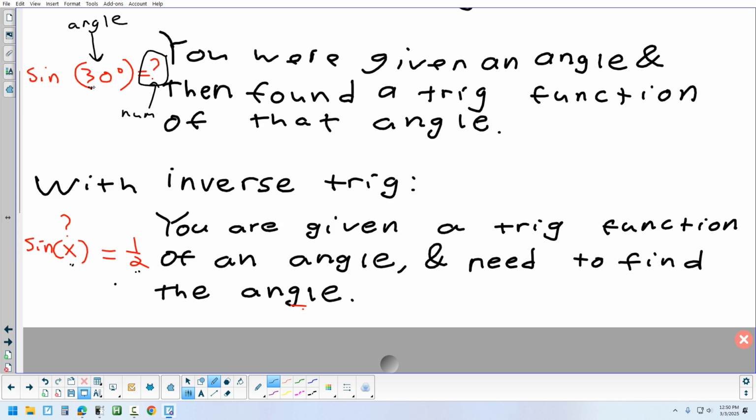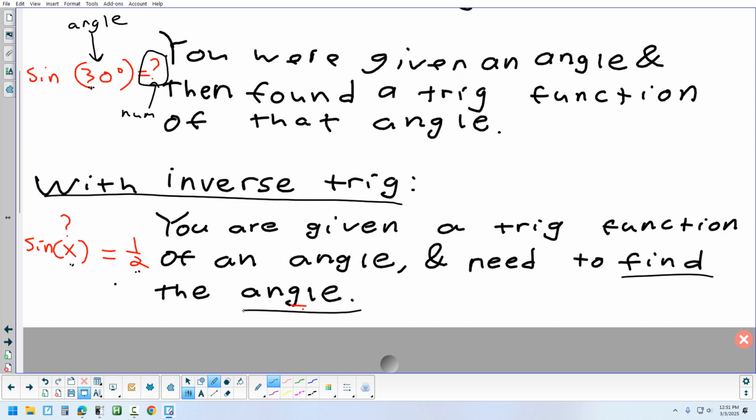So that's kind of important to understand. Okay? When you use inverse trig, that is what you are always doing. Inverse trig is always used when you want to find an angle. So where are we eventually going to use that?